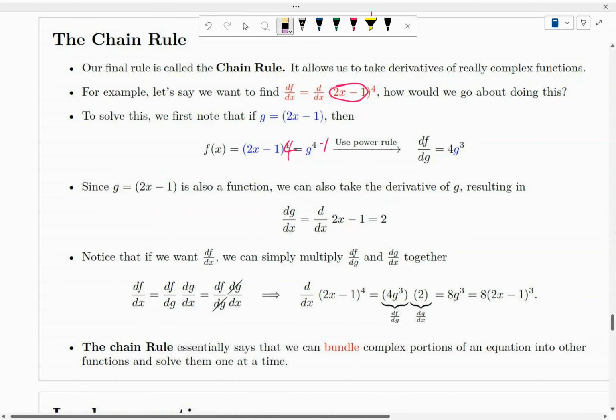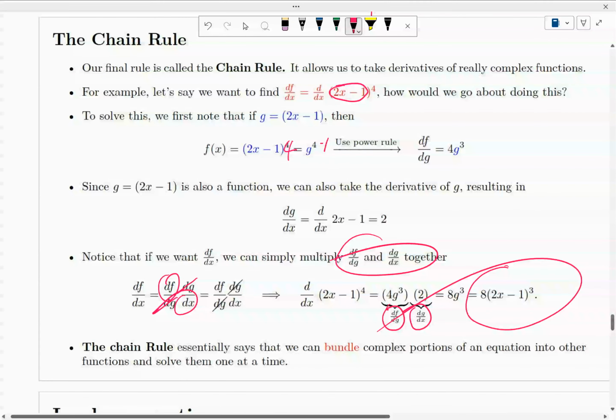So if we want to find df/dx, knowing how to find df/dg and dg/dx, we can just multiply them together, right? Notice df/dg times dg/dx, the dg's cancel out, resulting in df/dx. Okay, so in this case, we have df/dg, dg/dx, and voila, we got the result.